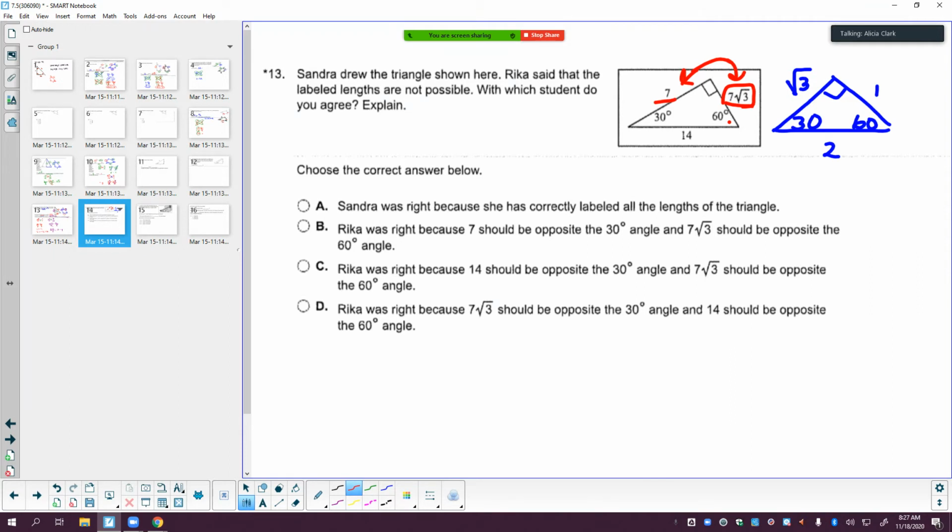Looking for that square root of 3 and realizing that those are switched, you realize that Rika, the second girl, was right. The lengths were not possible because 7 should be opposite of the 30, and the 7 square root of 3 should be opposite of the 60. Any questions?